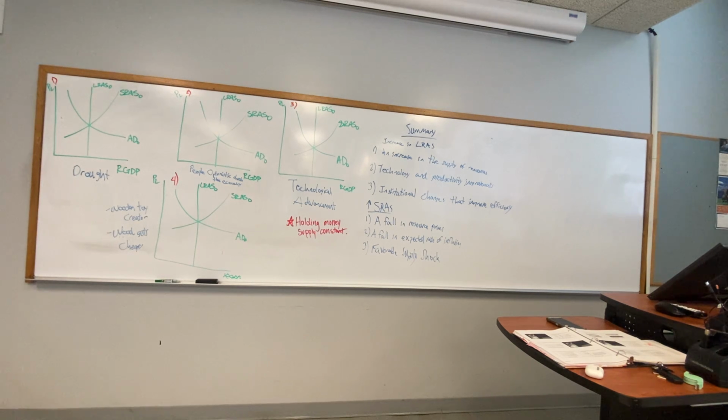For the drought? Which one is that? What 3 short run factors was it out of the 3? It's like the one I just read. It's supply shock. Drought. Unforeseen event happened. A drought is going to increase short run aggregate supply.